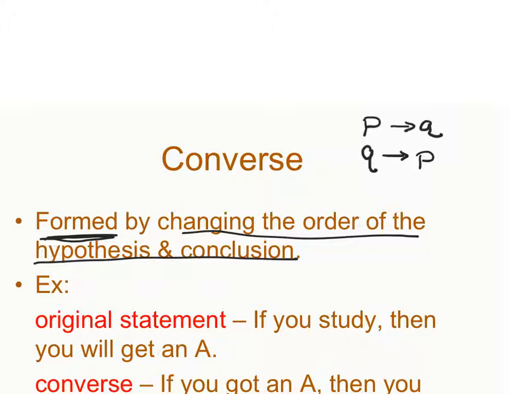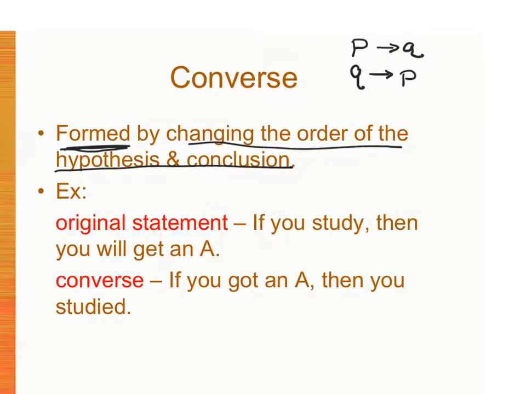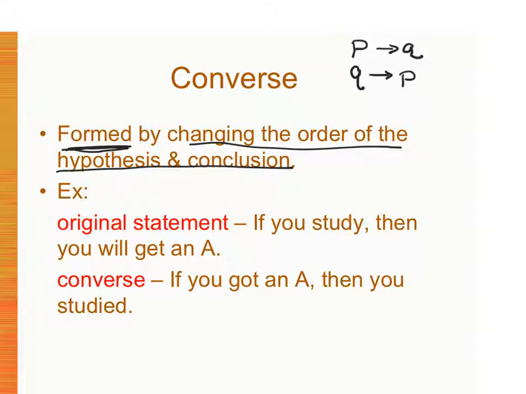And I'm actually going to show you with examples in a minute. But you're going to see these letters P and Q all the time. If you don't get in the habit of using P and Q along with everything else we do, this is going to be a very confusing lesson. That's why I go way overboard in the beginning. So let's pretend our original statement was if. Now here's what I'm going to do. I'm going to underline the if and I'm going to underline the then. If you study, that is my hypothesis, that's my P, then you will get an A. That is my conclusion.